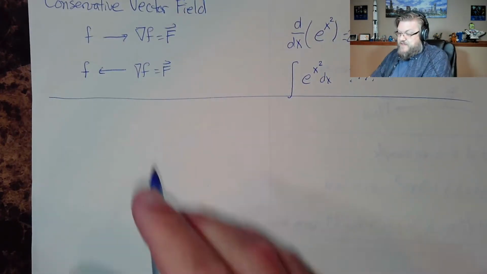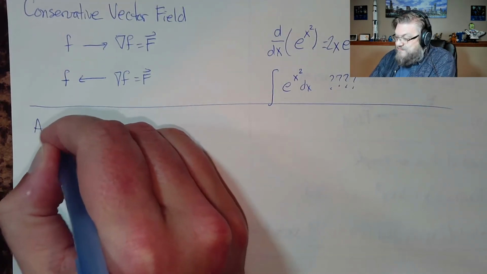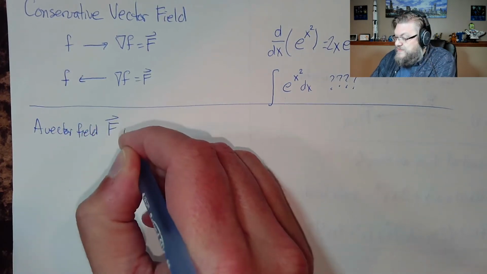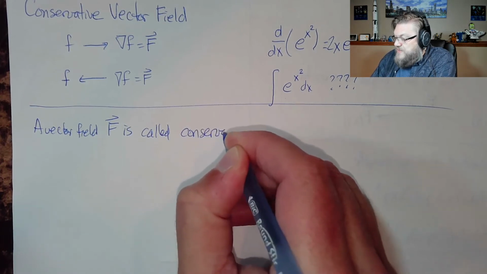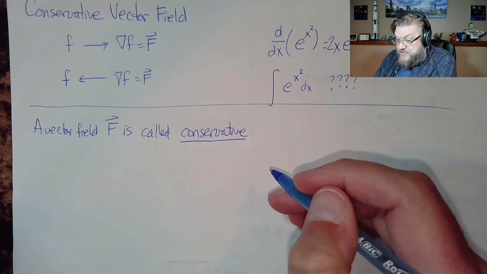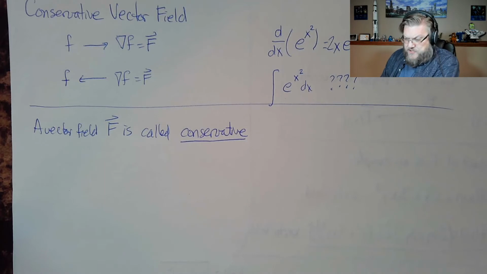Okay? So the definition of a conservative vector field is the following. We say a vector field F is called conservative. And this is conservative like the conservation of energy that you may have heard of in physics class, right? The conservation of momentum, that idea of conservation, that's what we're talking about here. And it's very much tied to those physics applications.